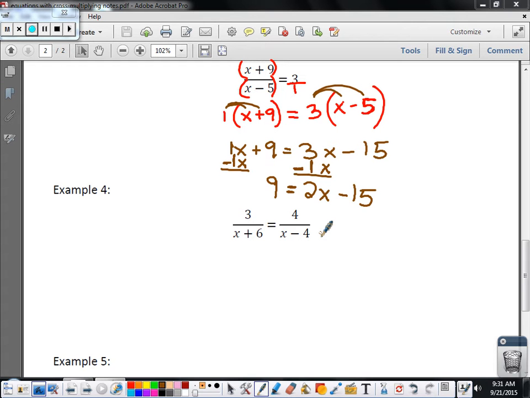Add 15. 9 plus 15, I'm going to write it over here. 9 plus 15 is 24. So 24 equals 2x. Then what? Divide both sides by 2. And I get 12 equals x, or x equals 12. This means the same thing.